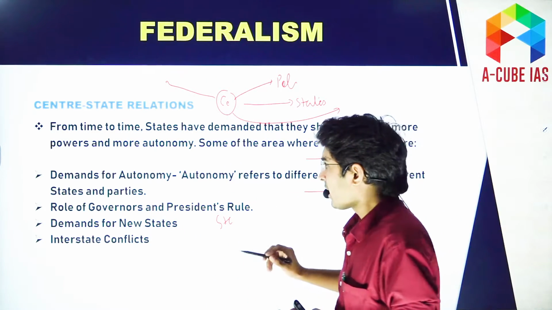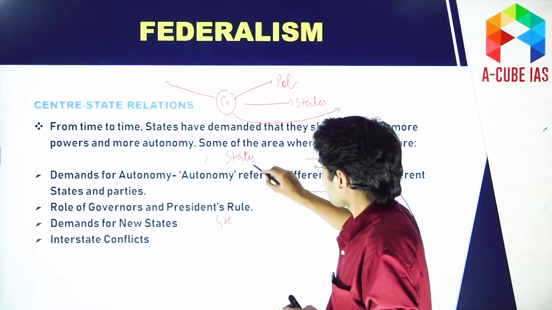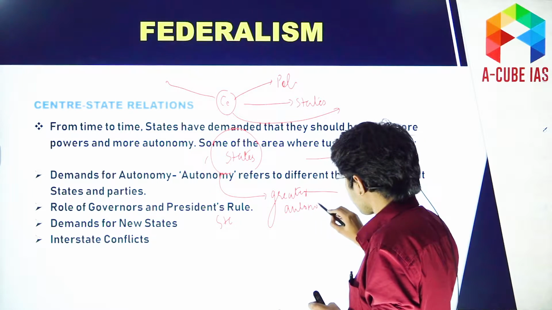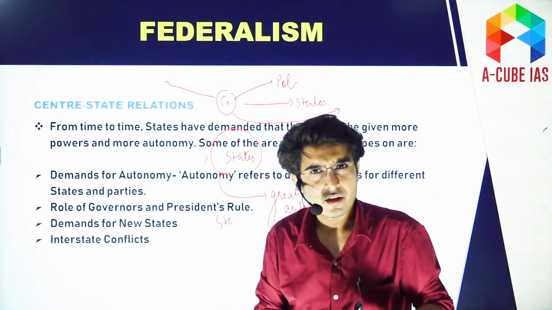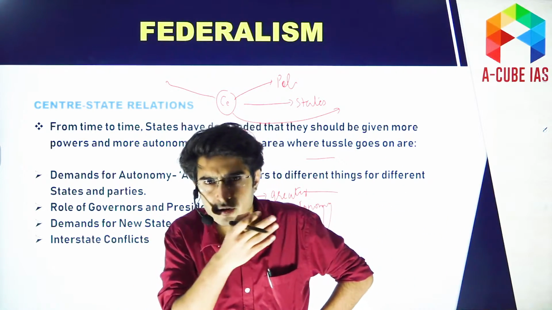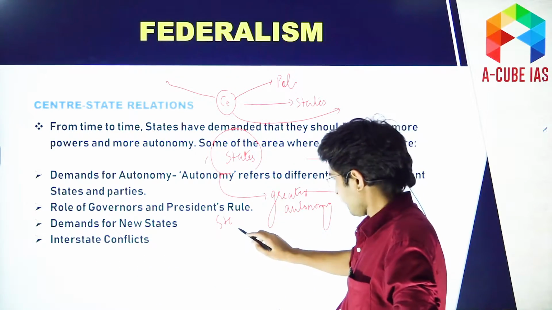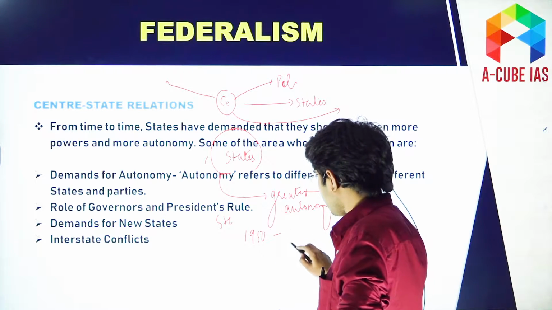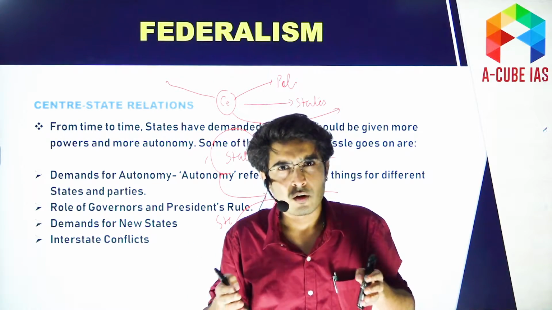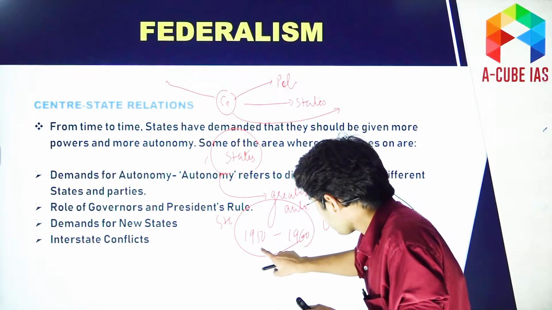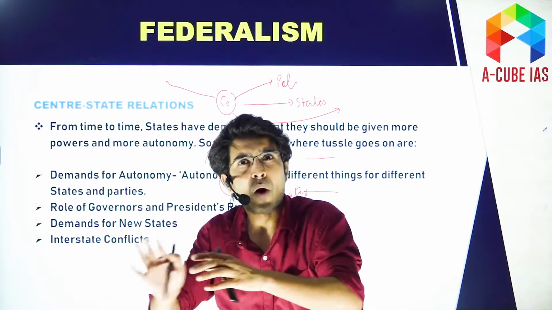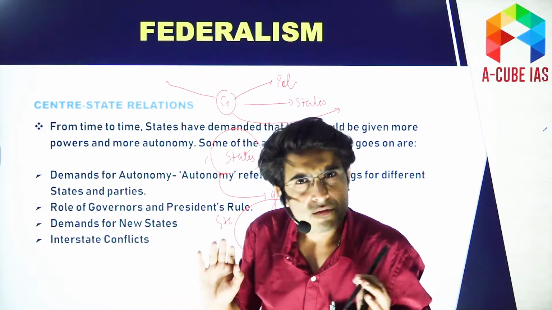Now you have to understand that these states are asking for greater autonomy, but this has changed over the years. Earlier it wasn't like that. I'm going to give you the historical account of how the nature of federalism has changed. From the 1950s to the 1960s, between states and center, there was peace. Stability, coordination, cooperation, all these things were seen, except one thing: there was this demand for the formation of new states.